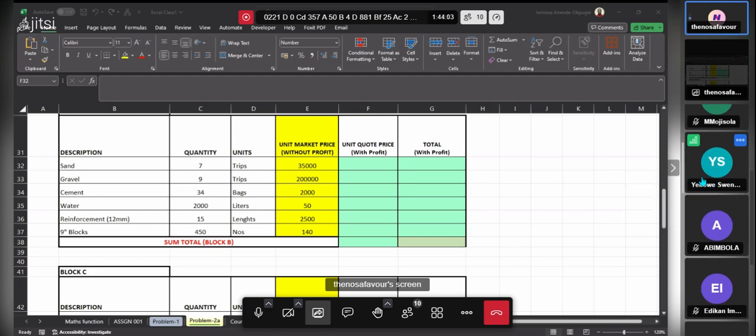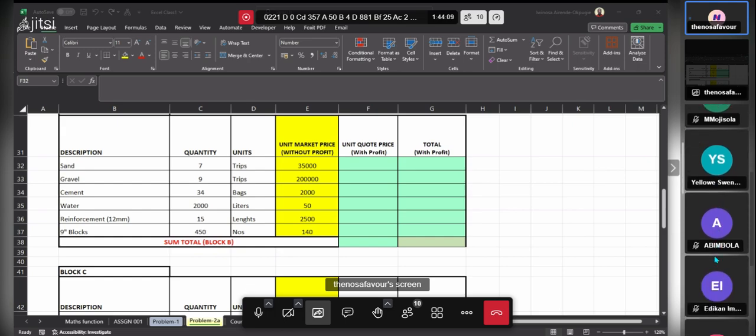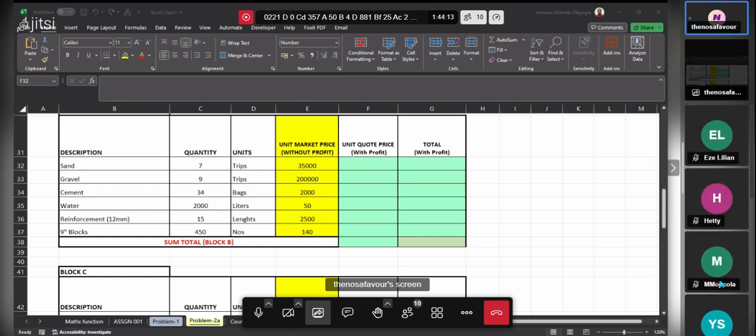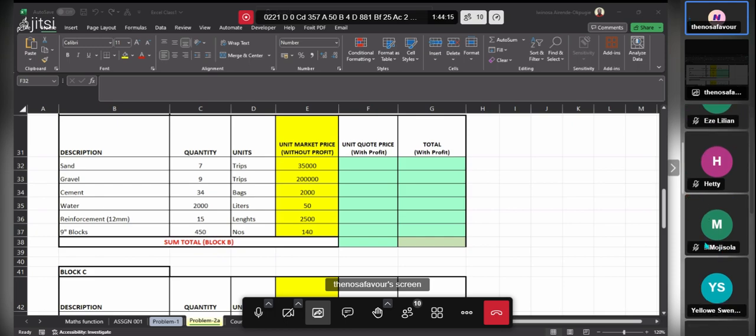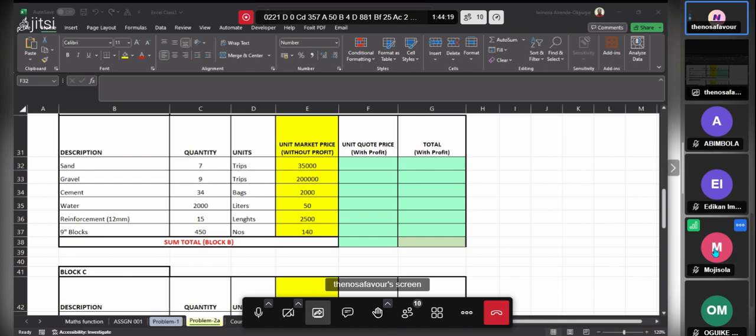Hello, I can't hear you. Okay, because I don't want us to spend much time here. Who do I call? I've called somebody. Who do I call? Okay, Mojisola. I don't know, probably because your name sounds sweet, so I'll go with you. Hi, Mojisola. Do you want to help me?